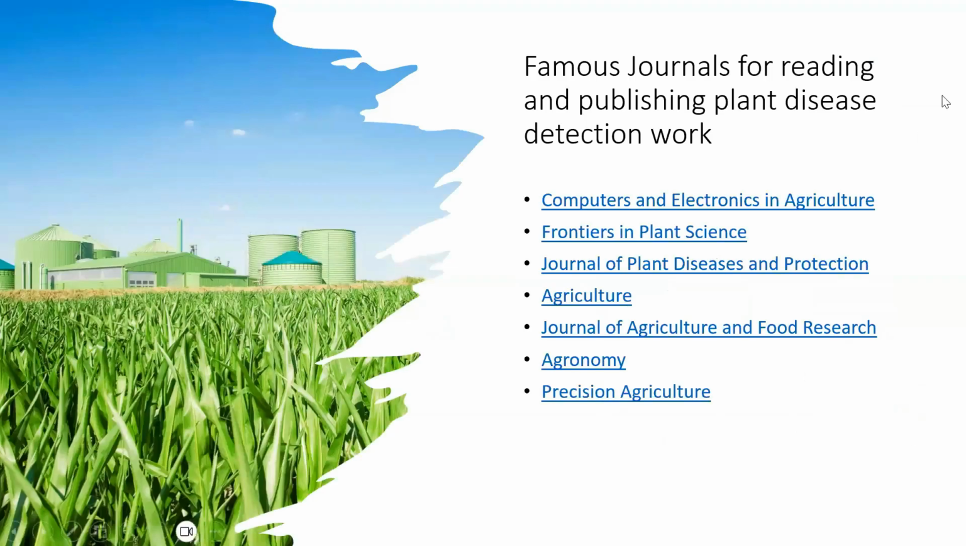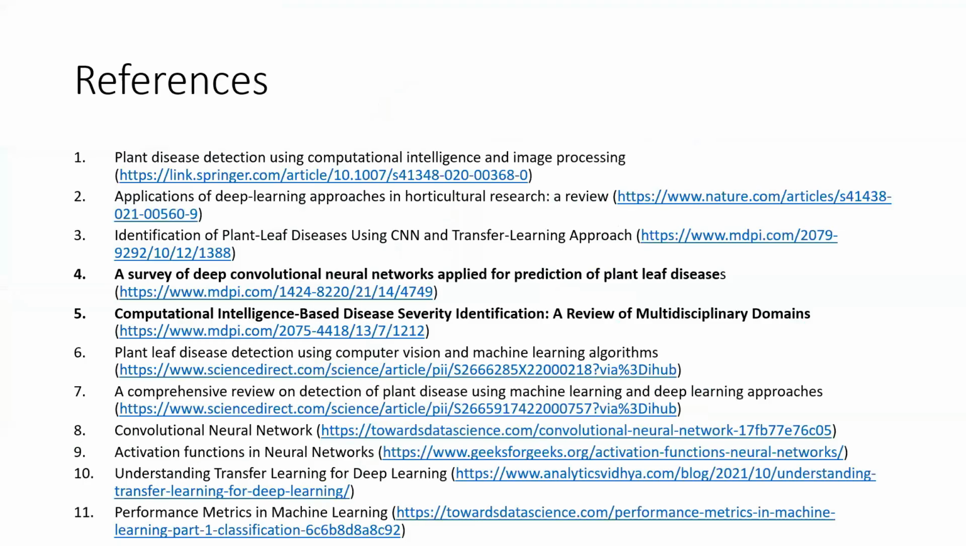These are some famous journals for plant disease identification systems, like Computers and Electronics in Agriculture, Frontiers in Plant Science, Journal of Plant Disease and Protection, Agriculture. Links are available to all these journals. These are very few and very famous. In addition, you can identify other journals from reputed publishers that are indexed in Web of Science and Scopus. These are the references that I utilized to prepare this PPT for you.